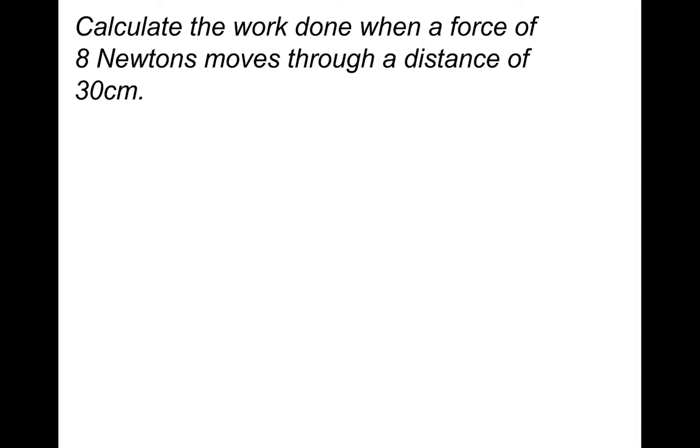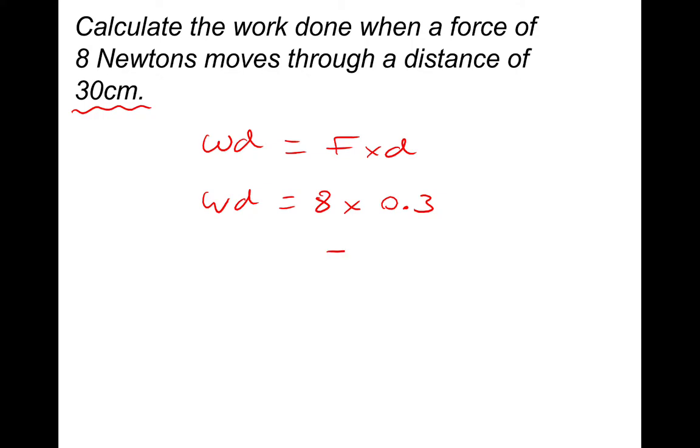So in this one, just be careful. Let's pause and have a go. Calculate the work done when a force of 8 newtons moves through a distance of 30 centimeters. So once again, nice and straightforward. Work done is force times distance. So work done is equal to the force, which is 8 newtons, multiplied by distance. And you have to be careful with this one because it's 30 centimeters. Obviously, there's 100 centimeters in a meter, so that's just 0.3 meters. And then 8 times 0.3 will give you 2.4 for the work done. And obviously, it's measured in joules. Hopefully that one's okay. Let's try another one.